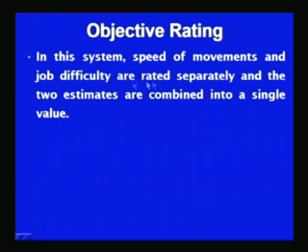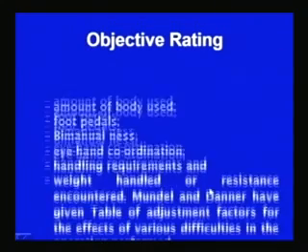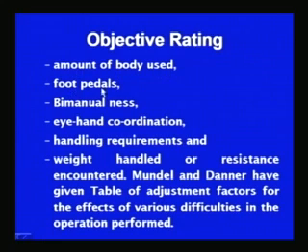In this system, the speed of the movement of the body parts while doing the job and the job difficulty are rated separately, and the two estimates are combined into a single value. The rating of the speed or the pace rating is done in the same way as described earlier, while the rating of the job difficulty is done by selecting the adjustment factors corresponding to the characteristics of the operation, with respect to a number of factors, the way by which different body parts are being used while doing the job. So, the adjustment factors for degree of difficulty involve the consideration of many factors: the way by which the body parts are being used, the amount of the body used, the foot pedal use, bimanualness, eye-hand coordination, handling requirement and the weight to be handled during the work, or the resistance which will be encountered by the operator during the work.